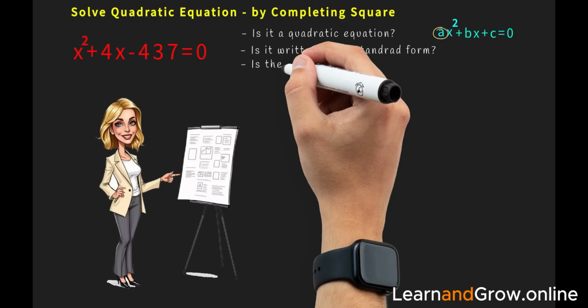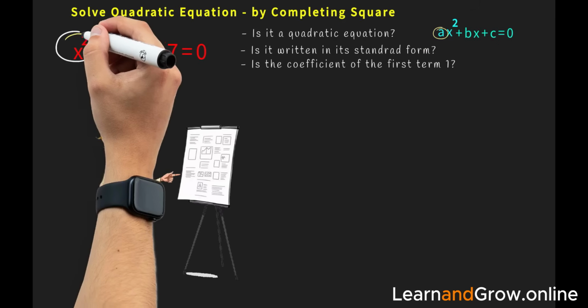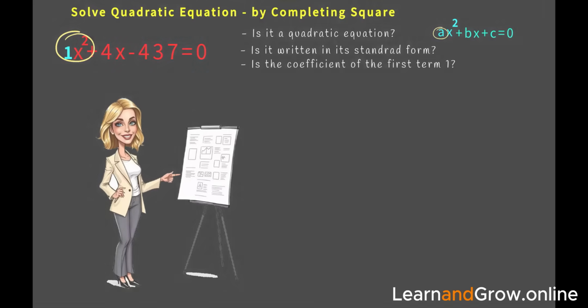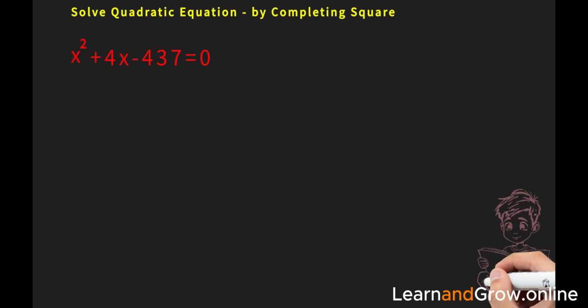One last check before we start solving. Make sure the coefficient of x squared is 1. If it isn't, divide the entire equation by that coefficient to make it 1. In our case, it's already 1, so we're good to go and can move on to the solution. We'll solve this equation in 5 simple steps. Stay with me and you'll master the concept in no time.